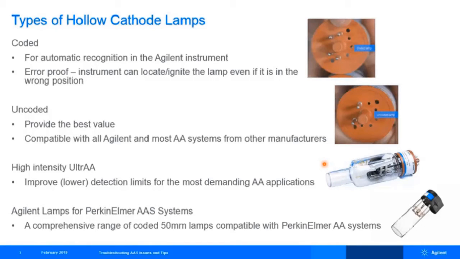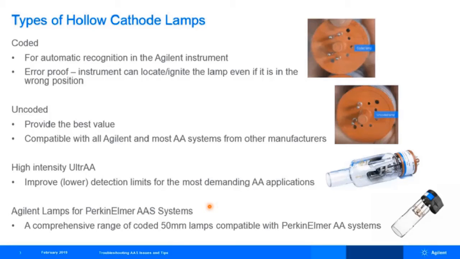If you need higher performance, if you need to work at lower concentrations and achieve accurate results, then Agilent also offers a range of high-intensity boosted discharge lamps known as Ultra lamps. These lamps use the standard lamp current, but apply an additional boost discharge within the lamp to increase the emission intensity. This allows you to achieve much lower detection limits for the most demanding atomic absorption applications.